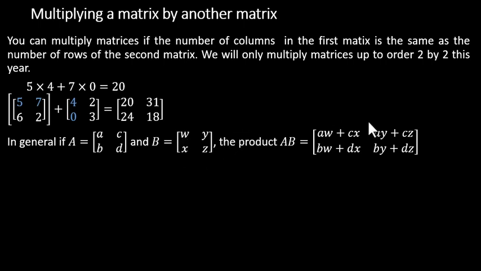Then a multiplied by y plus c multiplied by z. So we deal with our first row, second column. Then we're done with the top, and we go to the bottom side. For the second row, we do the same procedure as illustrated above. So this is how we multiply a matrix by another matrix.